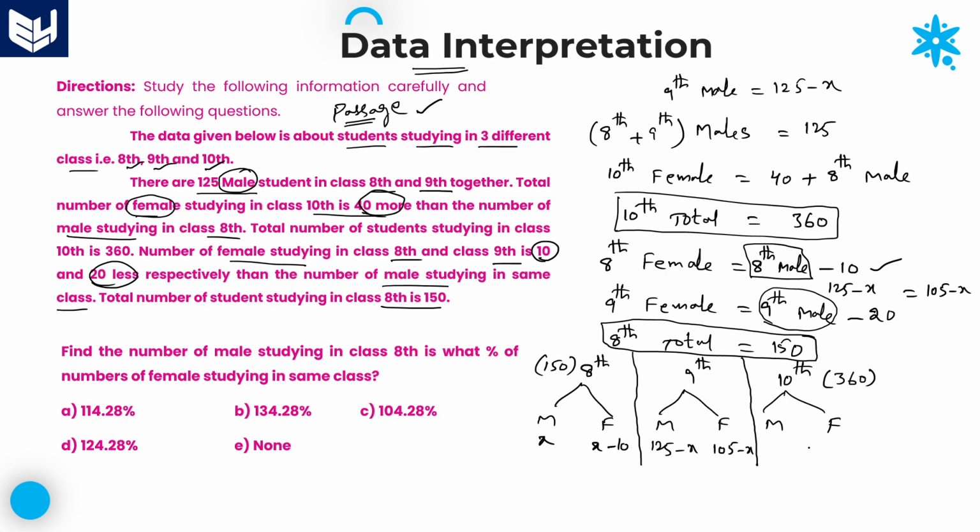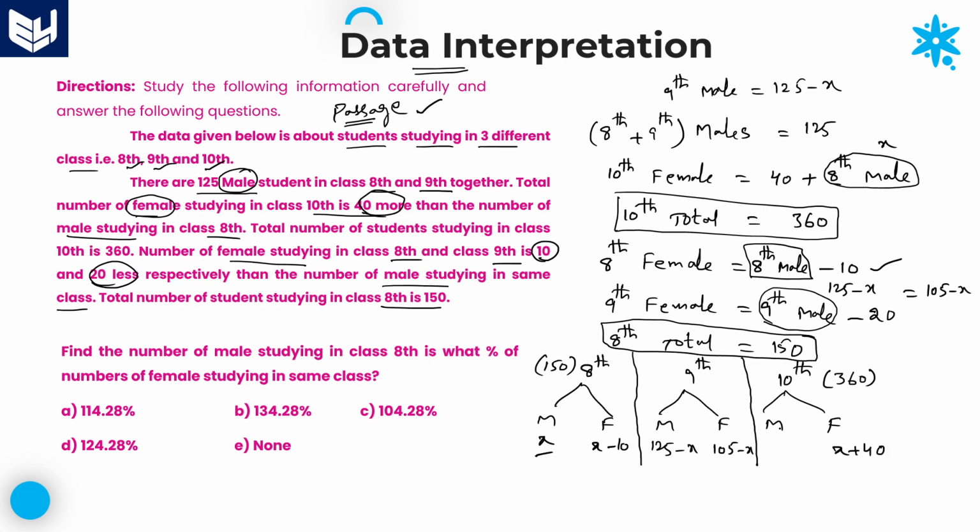And next coming to 10th class. 10th class total is 360. And one more thing: 10th class female candidates are 40 more than 8th class male candidates. Here 8th class male candidates we already considered as x, right? So females in 10th class are x plus 40.